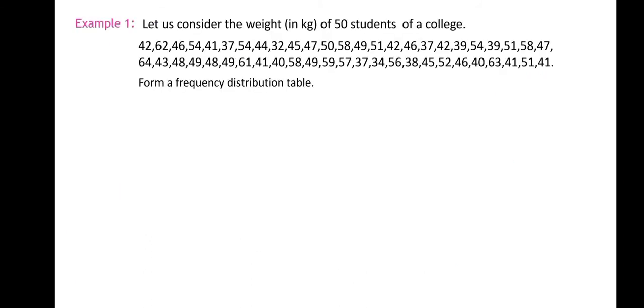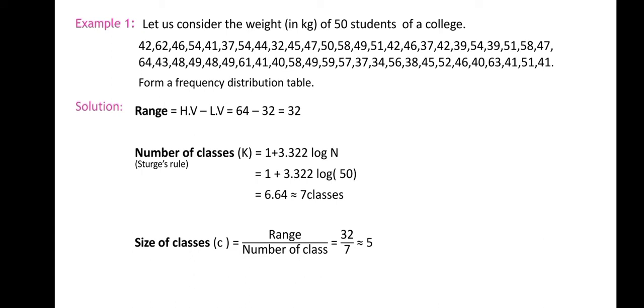Next let us consider an example. Let us consider the weights of 50 students of a college. Here the observations are given. These are the weights of the students and the question is to form a frequency distribution table. To form a frequency distribution table, first we need to calculate the range. Range is equal to highest value minus lowest value, that is 64 minus 32. In this distribution you can see the highest value is 64 and the lowest value is 32. Hence the range is equal to 32.